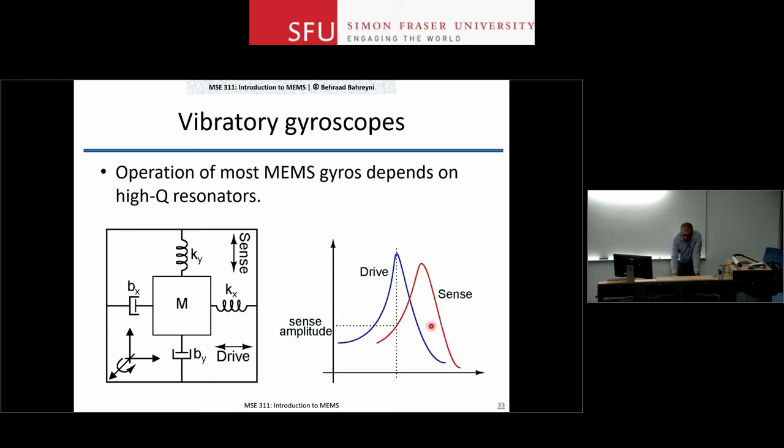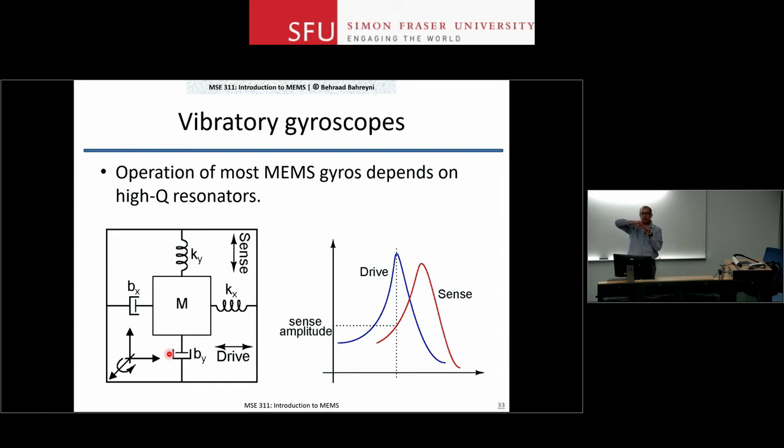On the sense part, I also want to have a high Q device. Why? Because if this device is vibrating in this direction and I apply a rotation here, I start to get a wobbling of this device, going up and down, and I want to measure it most efficiently. When does that happen? Well, I have a small Coriolis force that is moving this mass up and down.